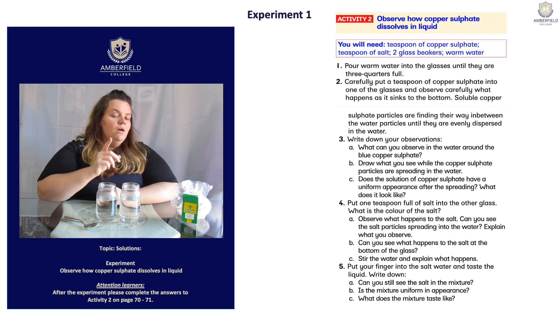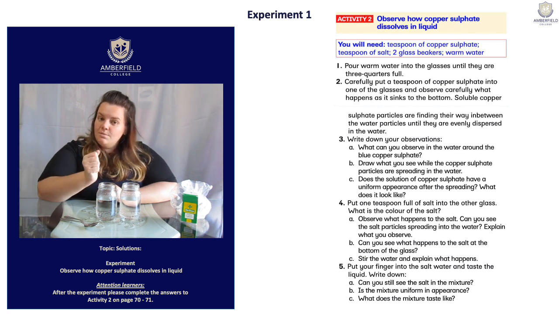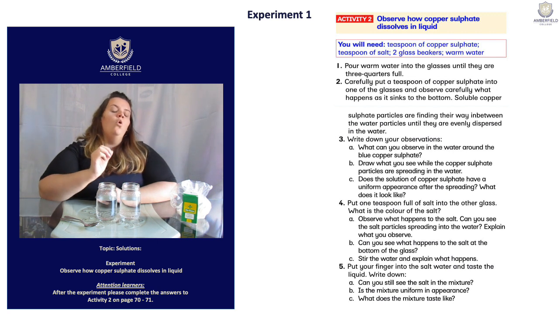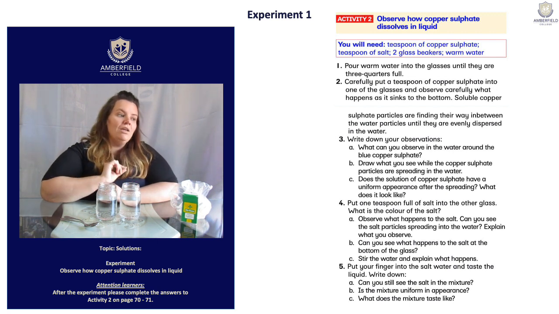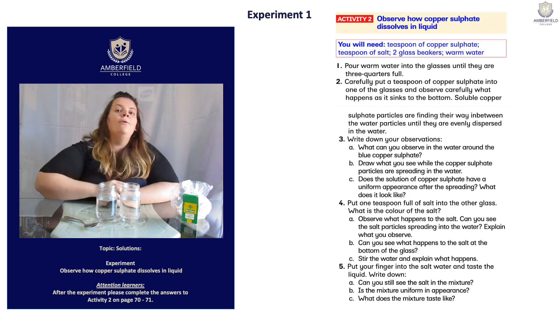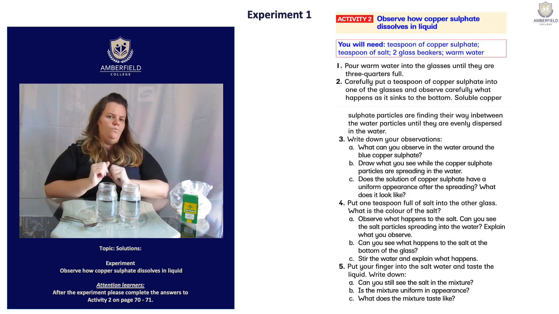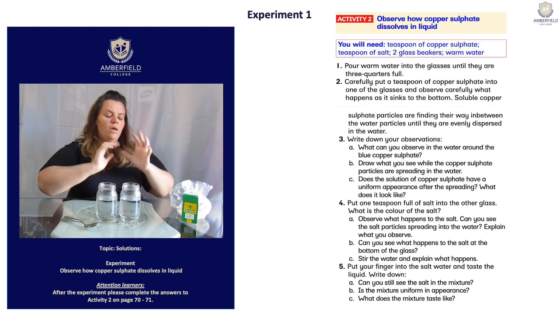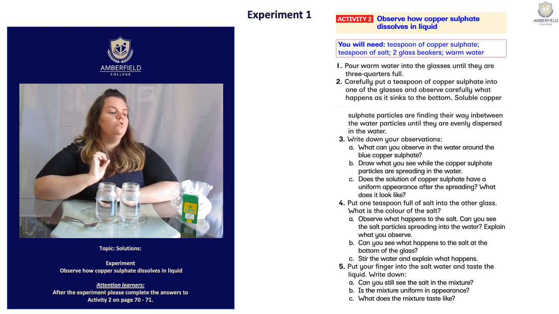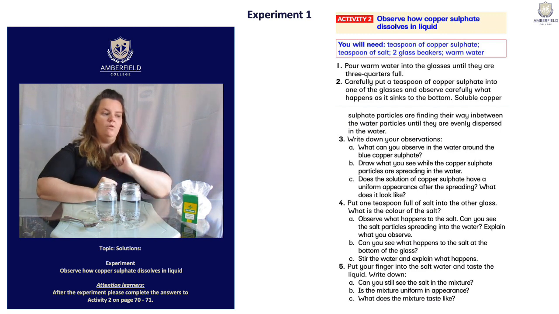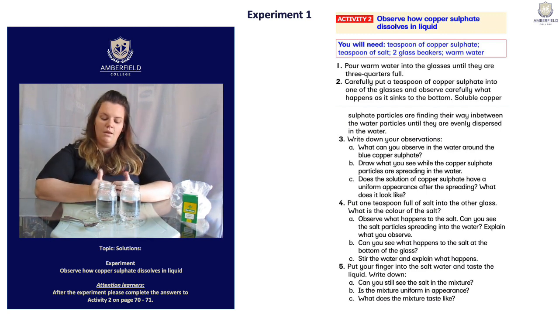Remember, the most important thing is knowing what is considered a solution and a mixture. A mixture is where you can see all the substances, okay? A solution is where you cannot identify the different substances that made up the solution. So, let's get started. In this experiment, we will observe how copper sulfate dissolves in liquid.